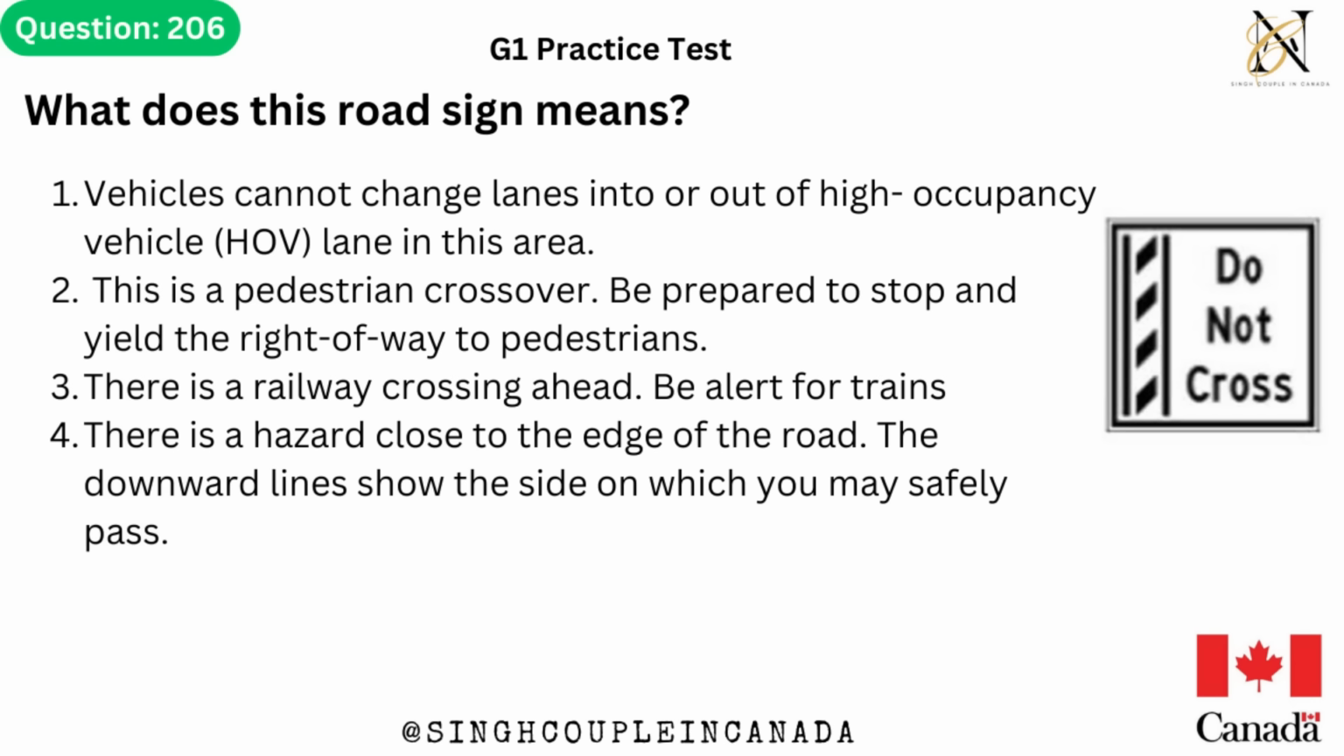Be prepared to stop and yield the right of way to pedestrians. 3. There is a railway crossing ahead. Be alert for trains. 4. There is a hazard close to the edge of the road. The downward lines show the side on which you may safely pass.